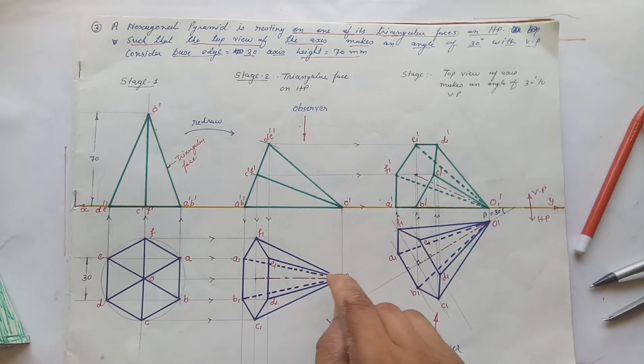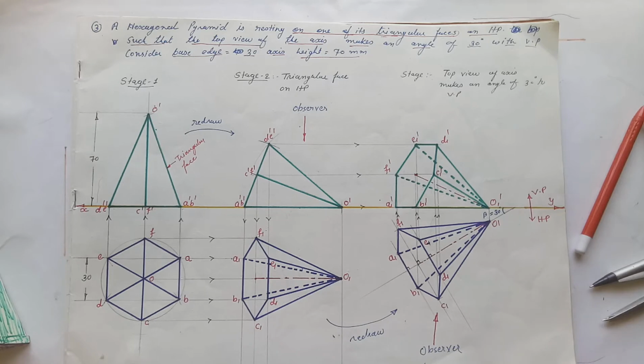Now first of all, take the projection, mark the points. Now we have to draw the plan in which some of the slant edge or base edge are going to be visible, and some of the base edge or slant edge is going to be hidden. Now how can we find out these hidden outlines?